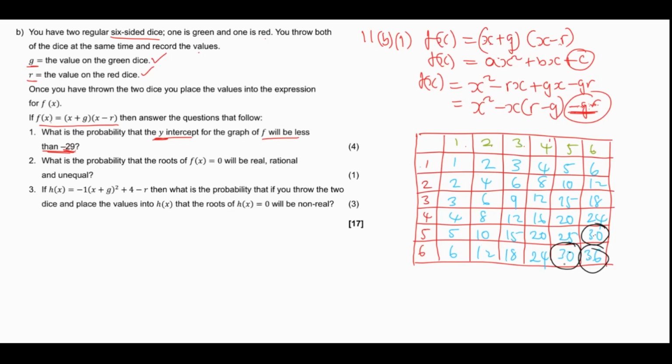If these are the outcomes, they will give us a y-intercept that is less than negative 29. Please take note: if gr is 30, then if you put it here, it's going to be negative 30 because of this negative here. If g times r is 36, then if you put it here, it's going to be negative 36 because of this negative there. So these are the three outcomes that will give us a y-intercept of the graph of f that is less than negative 29. That is 3 out of 36, which is equal to 1 over 12.